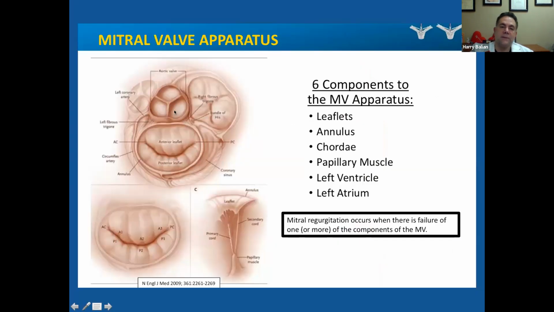So looking at the anatomy again, looking at the heart from top down, this is the posterior wall, this is the anterior wall. We have the mitral valve, the tricuspid valve, and the aortic valve. And then essentially, the circumflex artery wraps around the mitral valve annulus. Sometimes these patients can have mitral regurgitation because they have inadequate blood flow through their circumflex artery. But this is what's called ischemic MR.